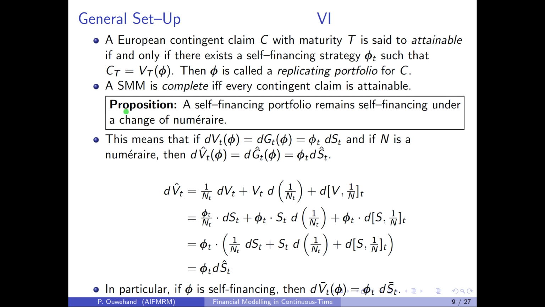Here is a useful proposition. A self-financing portfolio remains self-financing under a change of numeraire. By this is meant the following. If the portfolio is self-financing as we've defined it, in other words, if dV = dG = φ dS, and if N is a numeraire, then dV̂ = dĜ = φ dŜ. Here V̂, Ĝ, and Ŝ are the numeraire deflated value process, gains process, and stock price processes, respectively.